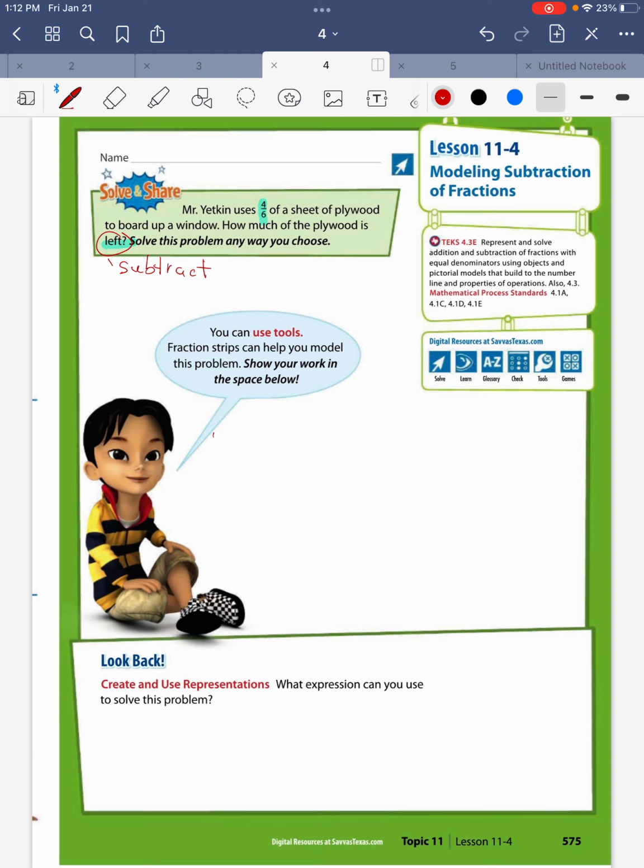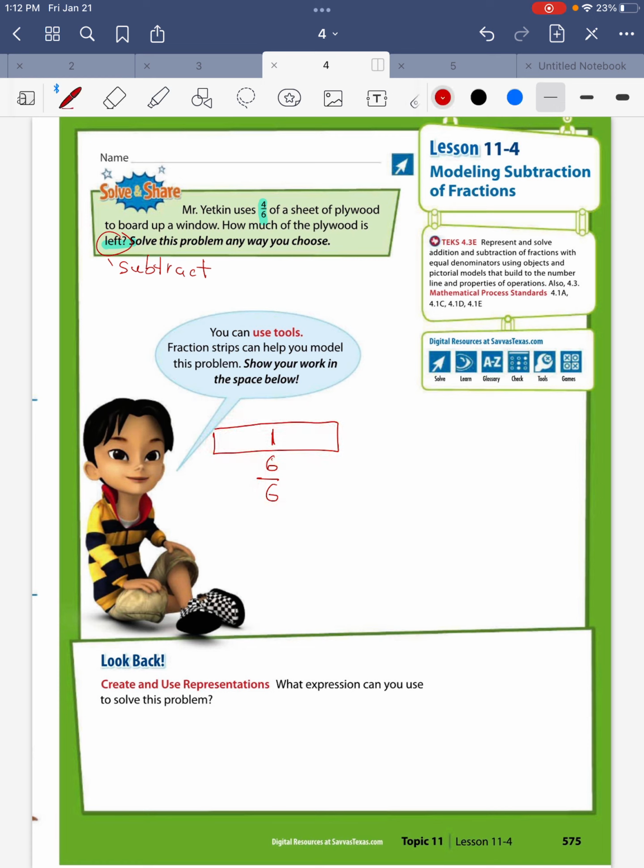Okay, so for example, if I draw a picture, this is my plywood. Okay, this is my sheet of plywood. This is one whole. Okay, my plywood is one whole. And since my fraction over here is 4/6, I know that one whole here is going to be 6/6. Okay, I'm just copying what my denominator says. So whenever you have two numbers that are the same over each other, this means one whole. Okay, so 6/6, same thing as one whole.